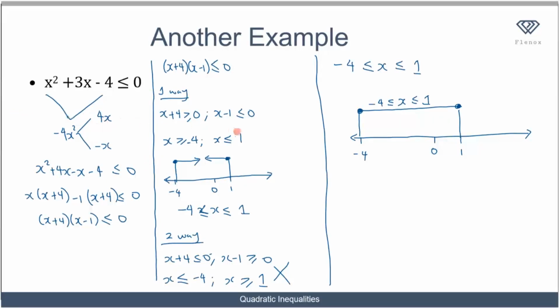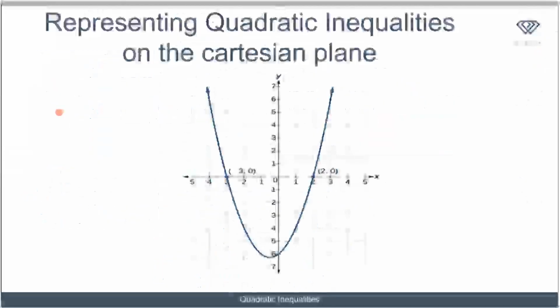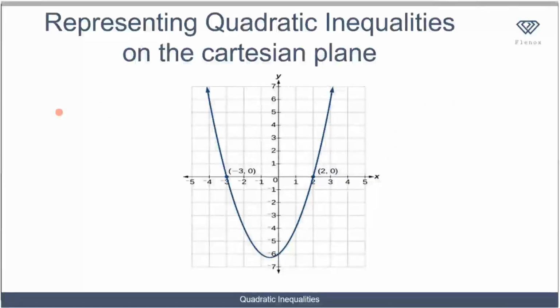So now we have been expressing the result on the number line as you have shown here. But how would you represent the results of quadratic inequalities on the Cartesian plane? Let's quickly look at that. Representing quadratic inequalities on the Cartesian plane. If you remember from your quadratic equation, when you draw a quadratic equation graph, what do you get? You get a curve. You get a parabola, to be precise.